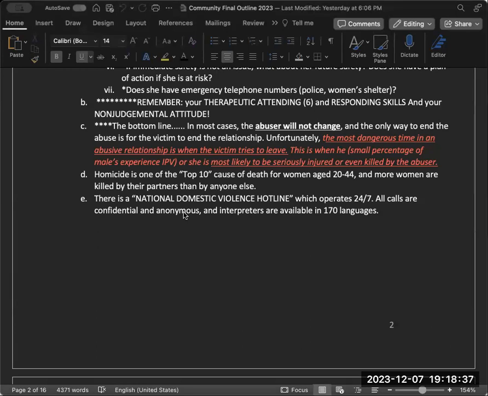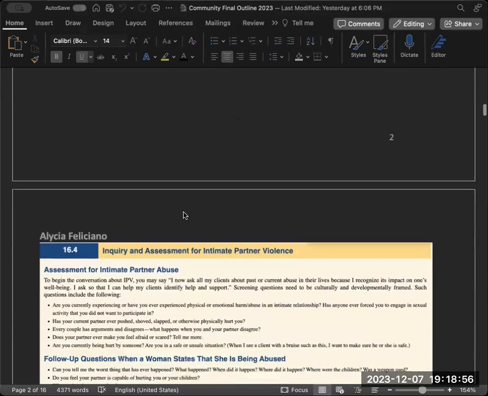And other things that she had in there was that homicide is one of the top 10 causes of death for women aged 20 to 44, and more women are killed by their partners than anyone else. She also said that there is a national domestic violence hotline which operates 24/7, and all calls are confidential and anonymous, and interpreters are available in 170 languages. So I copied those too.